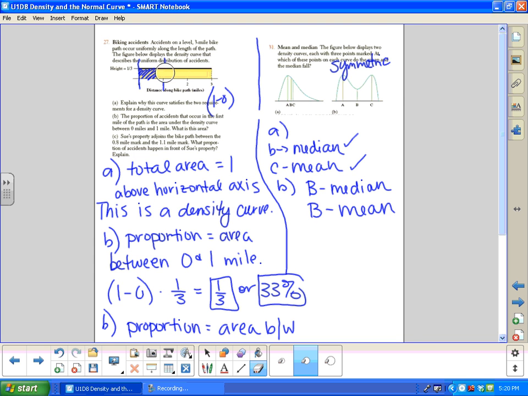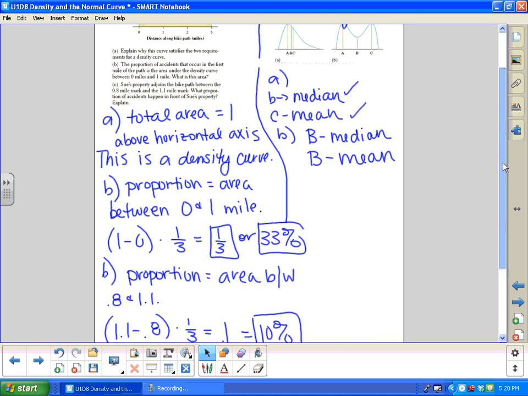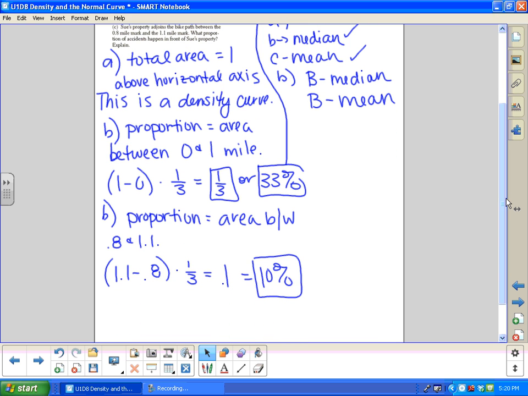Part B asks us a similar question, except they want to find the proportion of accidents between 0.8 and 1.1. Sorry, I always say the big number second. So we want to find our width, or I guess our length, however you want to say it, which is going to be the distance between 1.1 and 0.8. So I'm going to subtract those and then multiply it by the height, and I get 10%.